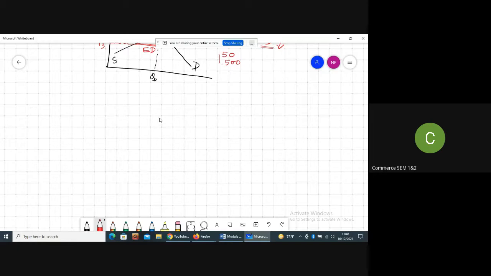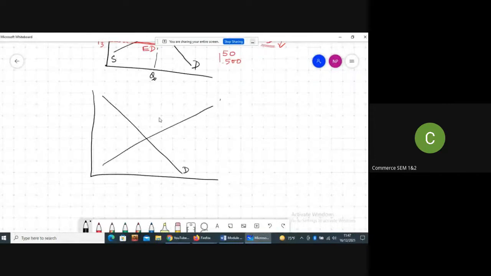Say, if we draw a curve like this, this is the demand curve and this is the supply curve. So the equilibrium is E0, where Q0 amount of output is produced in the market at the price P0.